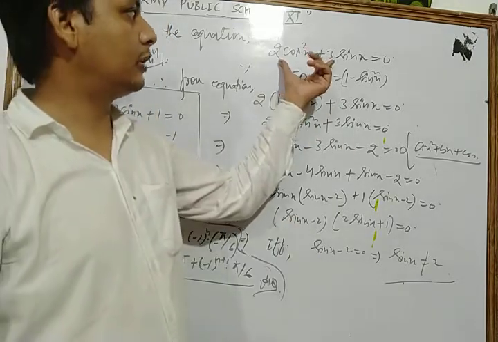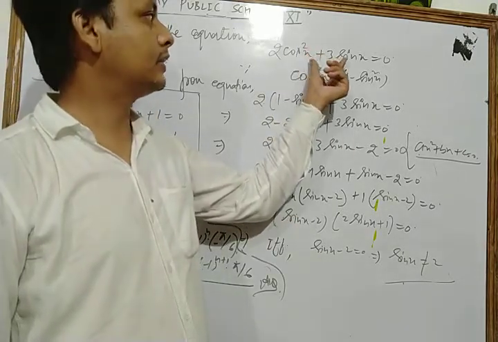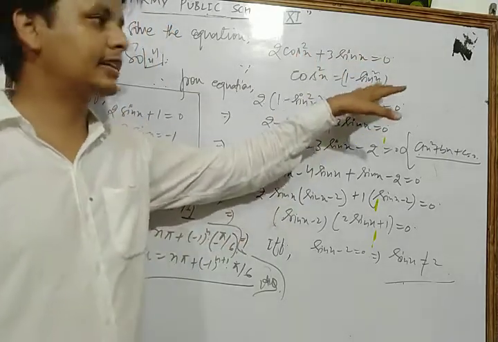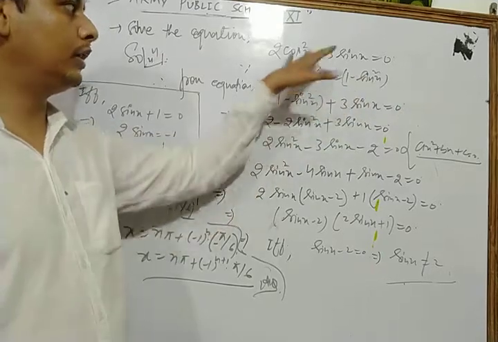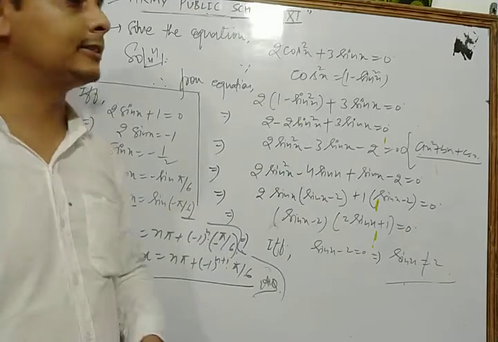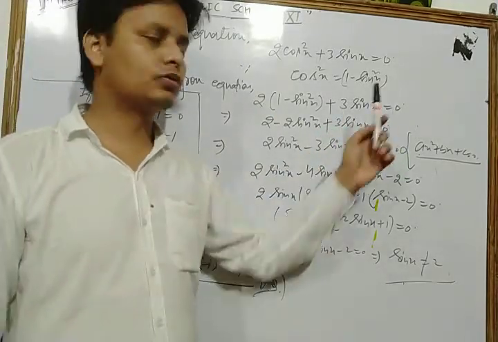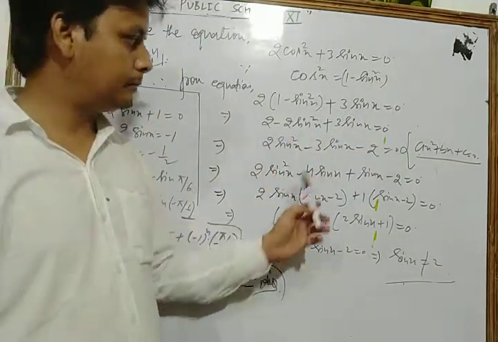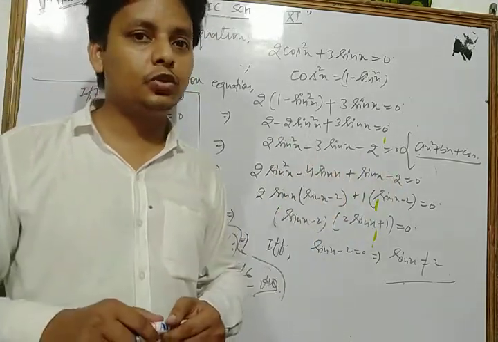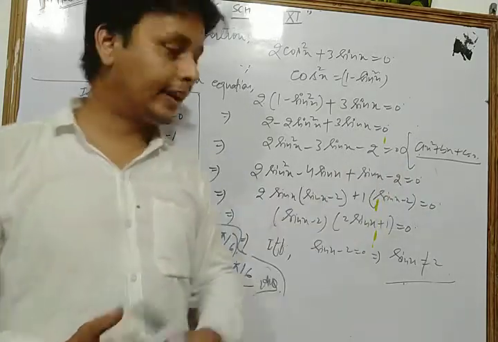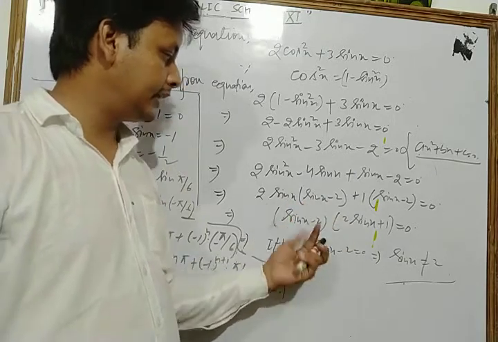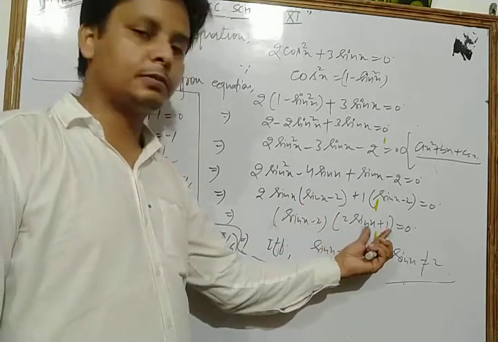Here this is your trigonometric equation given as 2 cos square x plus 3 sin x is equal to 0. First we convert cos square x as 1 minus sin square x. So we put the value of cos square x in that equation. We get 2 into 1 minus sin square x plus 3 sin x is equal to 0, and after multiplying we get this, and this equation is a quadratic equation in the form of sine. Now we split the middle term and we get sin x minus 2 into 2 sin x plus 1 is equal to 0.